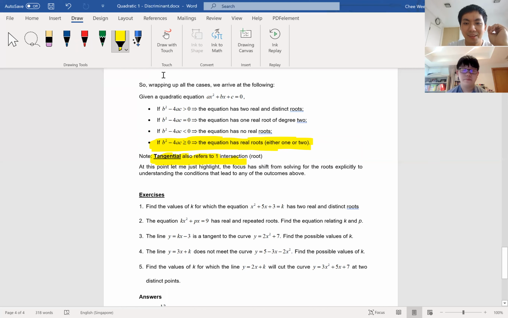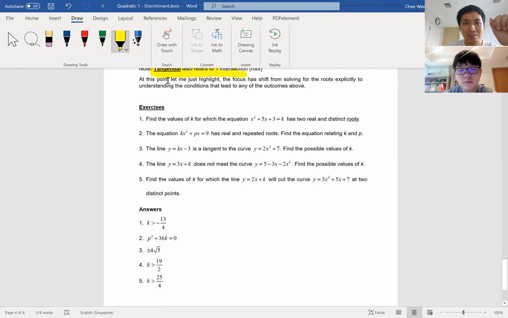So if you look at exercises on this, you will realize that the focus has shifted. In Sec 2, we are only interested in asking you to go and solve for x, factorize, do whatever you need to do to solve for x at the end of the day. But in A math, there is a slight shift in paradigm. We are no longer interested in solving for x anymore. If you look at the set of questions here, we are actually interested in you solving for some unknown constants. I want to create the conditions that give rise to the outcome that we want.